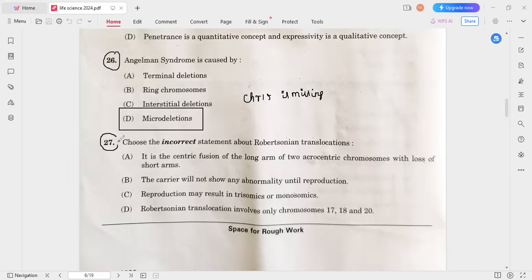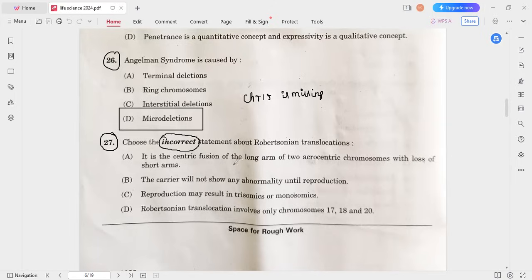So now move on to the next question, the time-consuming one. Choose the incorrect statement. We have to choose the incorrect, not the correct statement, about Robertsonian translocation. That is question 27. Usually this Robertsonian translocation is a special class of translocation, where chromosomal rearrangement takes place.